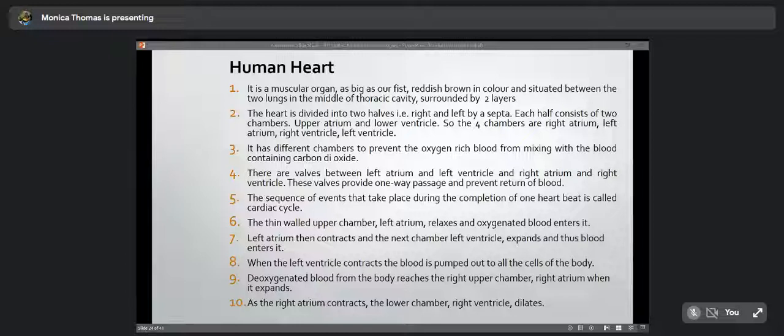Okay. Then comes what? The thin-walled upper chamber, the left atrium, relaxes. So blood enters from the left atrium. This left side is the atrium. Atriums are on the top, ventricles are at the bottom. Now, alphabetically, what comes first, A or V? A. So on the top is A, atriums. Below is ventricle. Okay. So first, the oxygenated blood enters on the left-hand side. Clean blood comes in over here, goes down, and gets pumped to the whole body. Dirty blood comes from the right side, goes down, and from there it goes to the lung. That's one cycle.